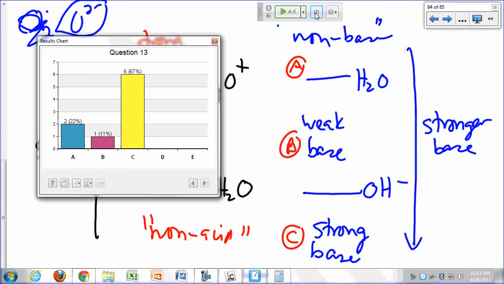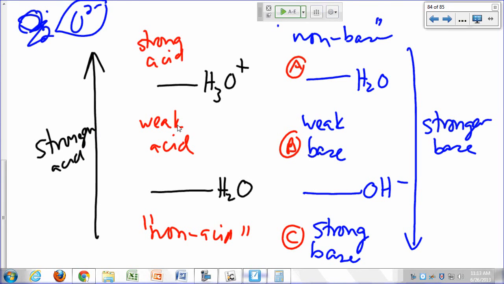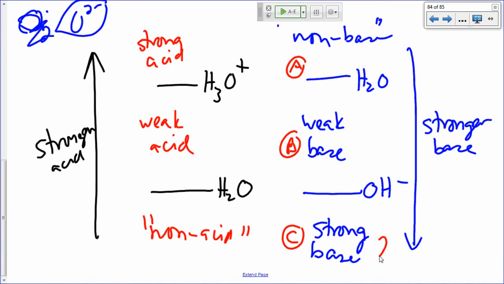Oxide, we just talked about hydroxide earlier, is stronger than hydroxide. So you don't get any oxides in water, right? So oxide is going to fall over here. Stronger than hydroxide. Okay, hydroxide is the strongest base that can exist in water.